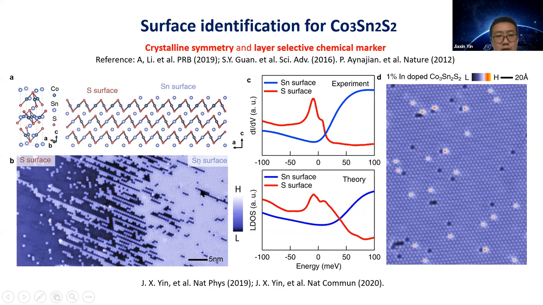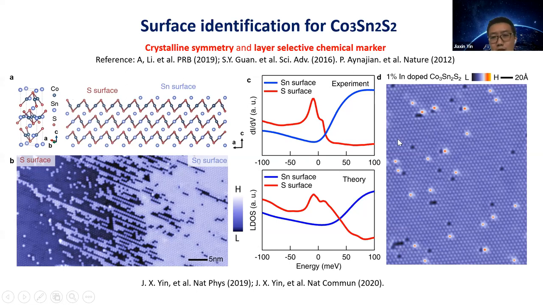And indeed, on these two surfaces, we observe distinguishable local density of states signals, and this can be shown to agree with first-principles calculations. Later on, a puzzle to me is that a later Science paper on the same material seems to have a different, opposite surface identification scenario compared with our earlier work.